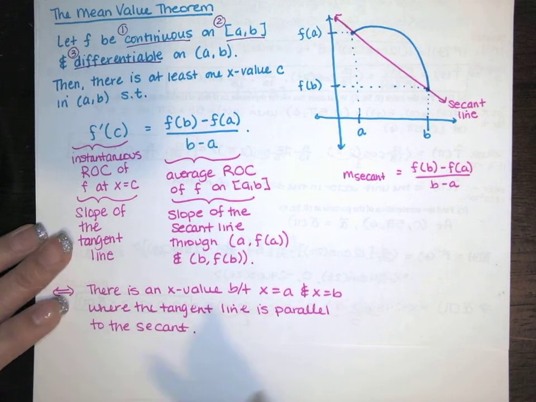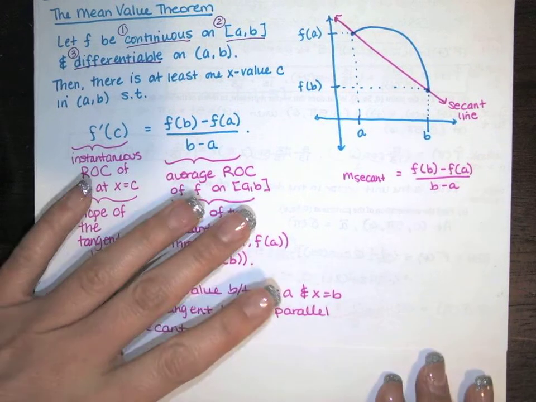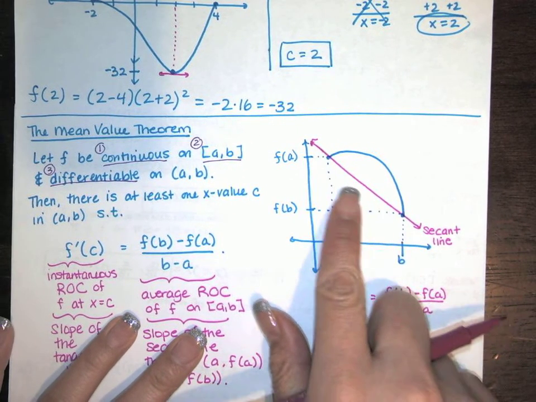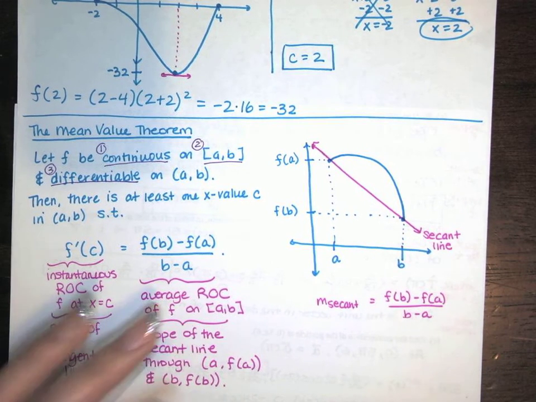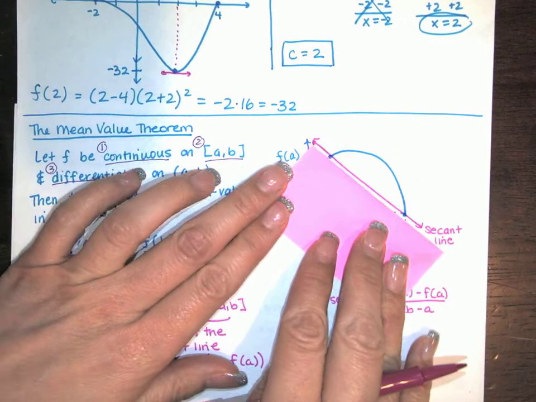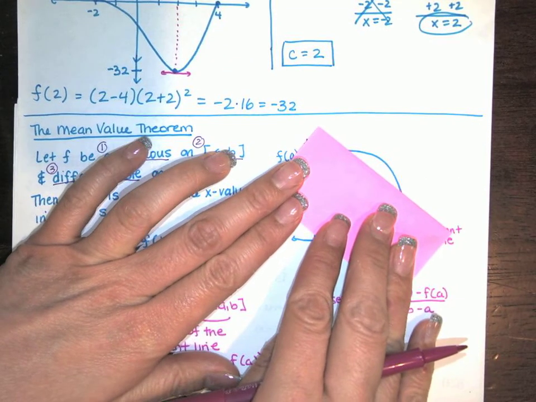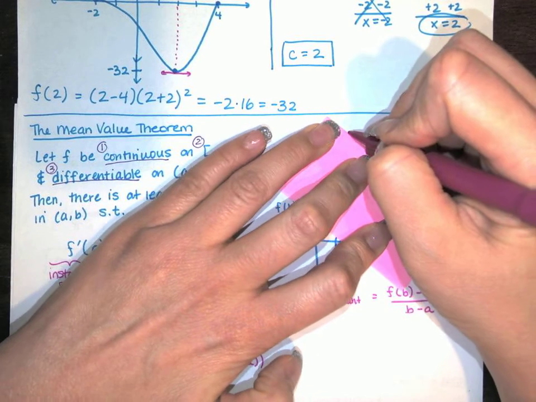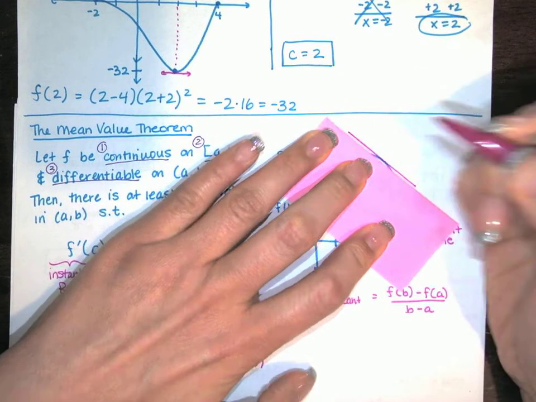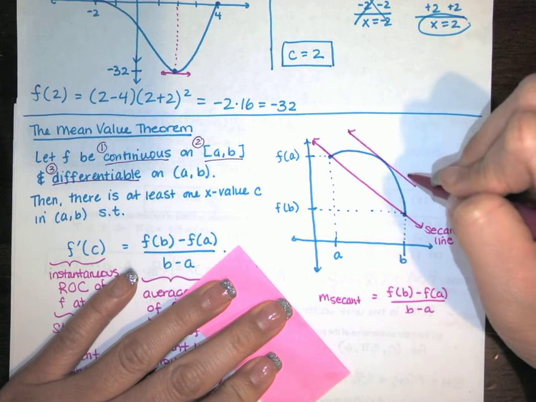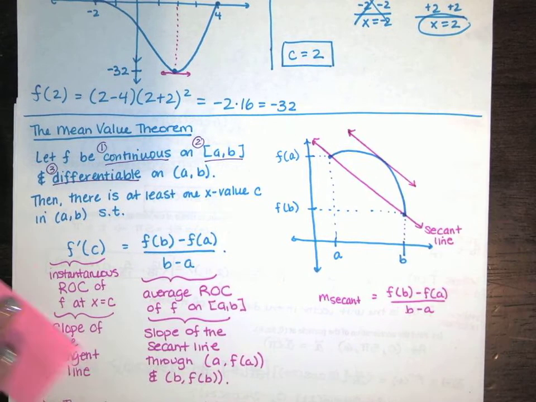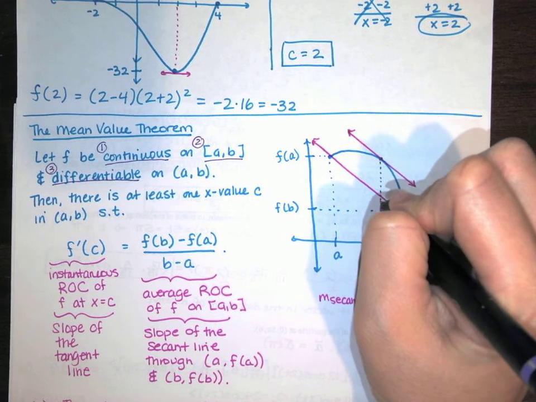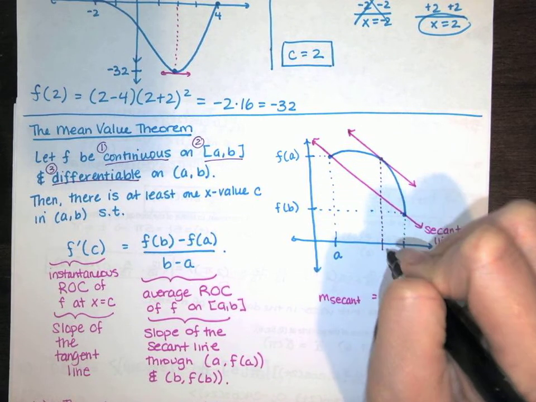Now I'm just going to try to guesstimate where the tangent line seems to have this slope. I think right there. I'm trying to make it parallel. Do the best I can. Right there. So that's the value of c.